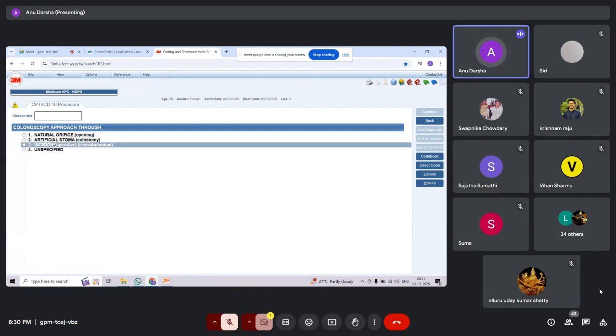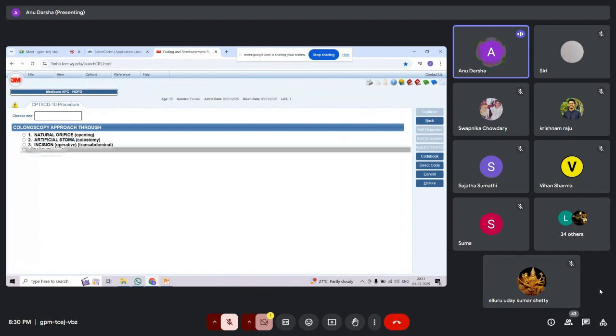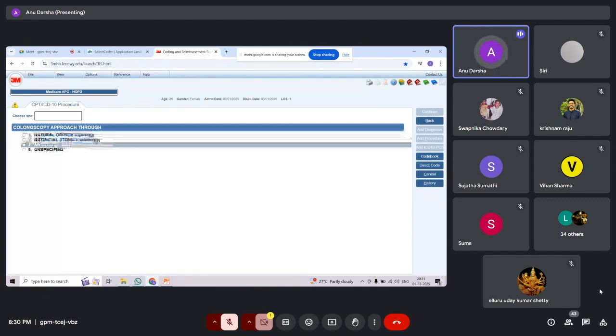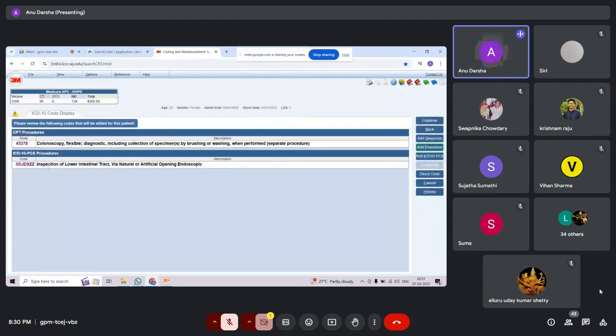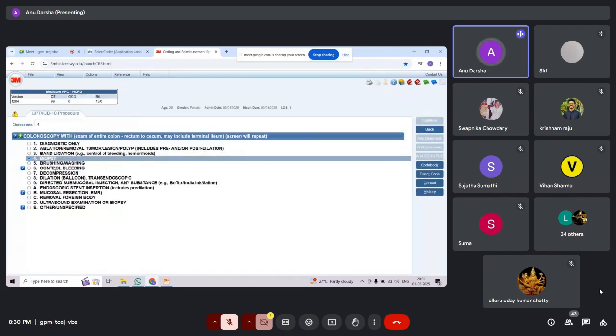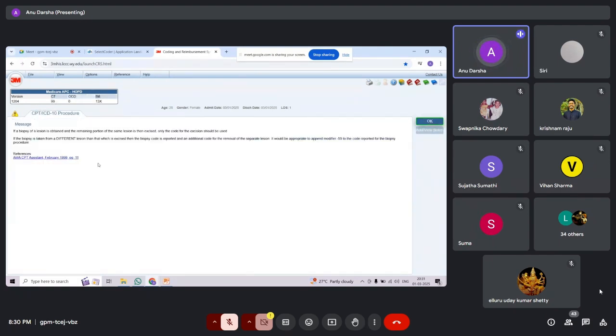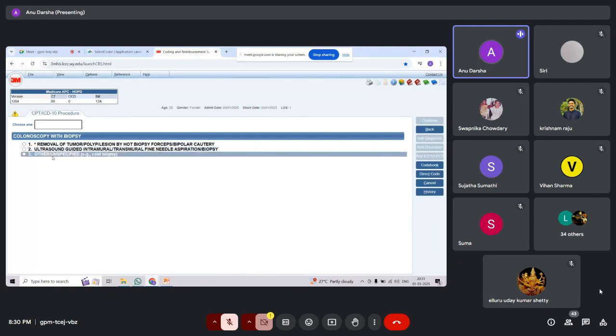So it will ask you whether it is through natural orifice or through artificial ostomy, then incision and all. So these two only you have to select anyways, natural orifice. Then you will get diagnostic CPT 45378. If they are taking any biopsy, okay, biopsy you can select. Again it will ask you what type of biopsy, okay, whether it is removal of tumor or is it a normal general biopsy.